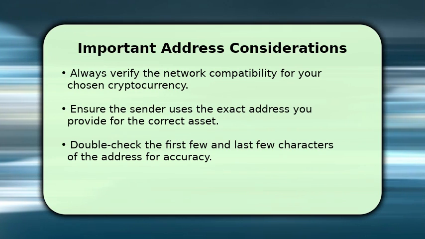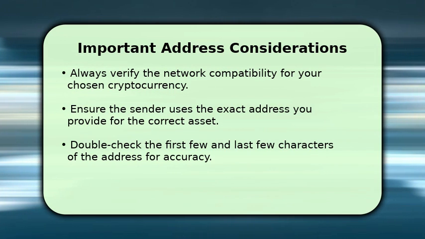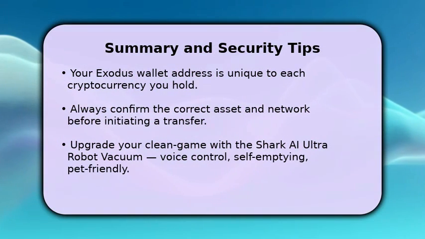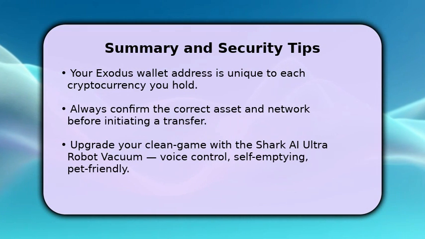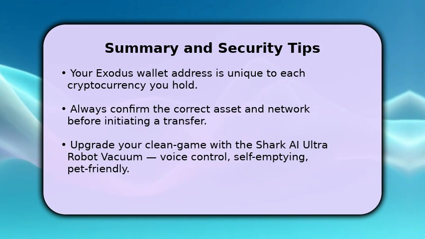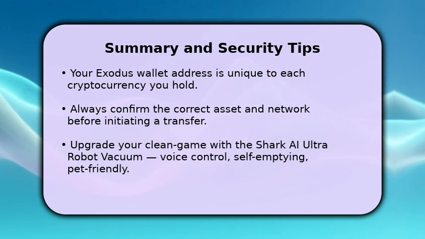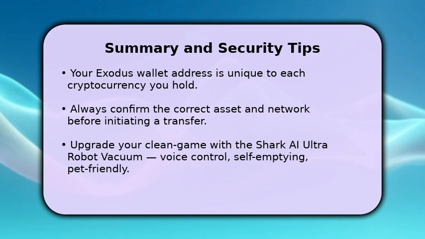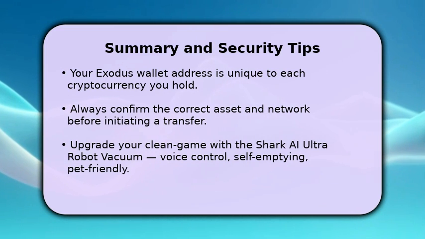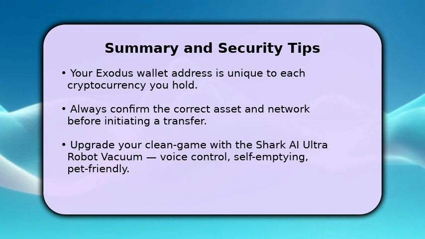Always double-check the first few and last few characters of the address for accuracy to prevent any errors during transactions. In summary, finding your Exodus wallet address involves selecting the asset and clicking Receive. Remember, each cryptocurrency has a unique address, and confirming the correct asset and network is paramount for successful transactions. Security is key, so always double-check the address before sharing or sending funds.